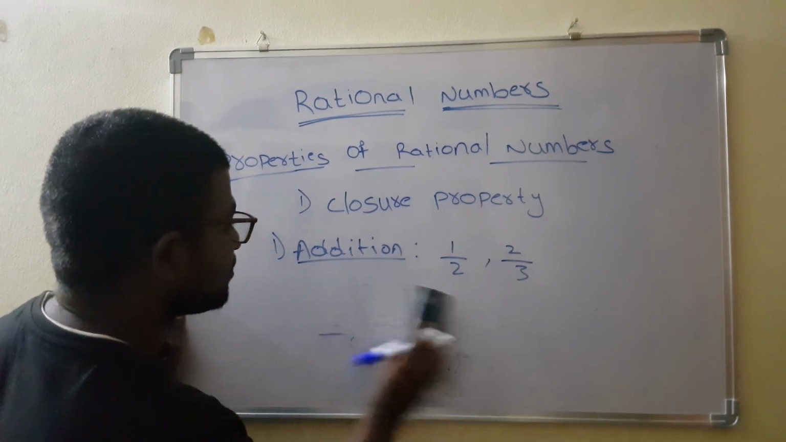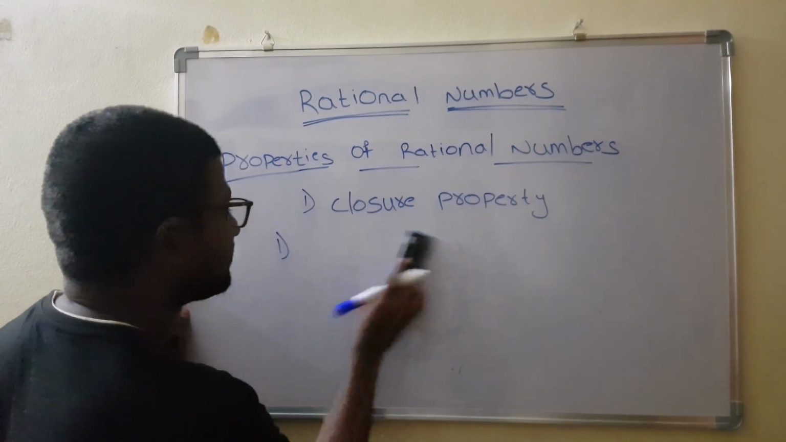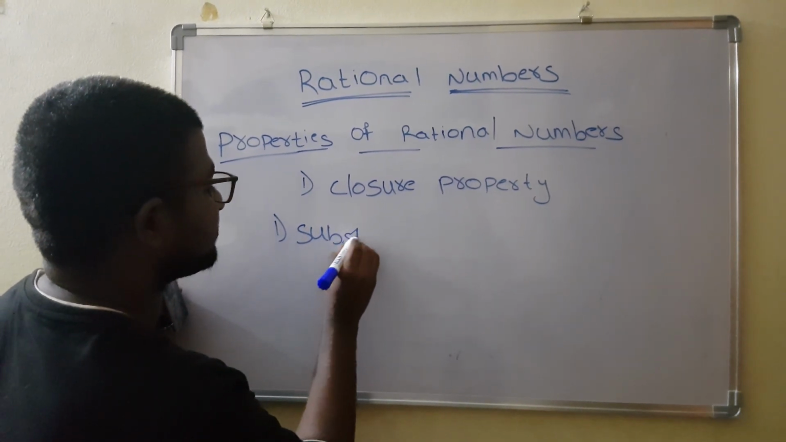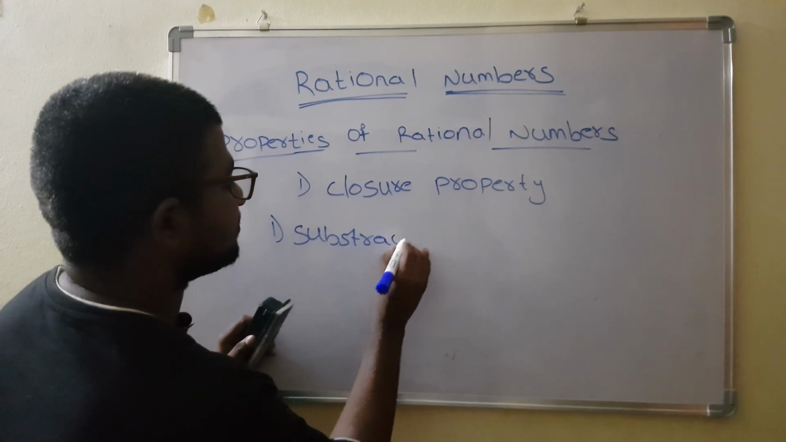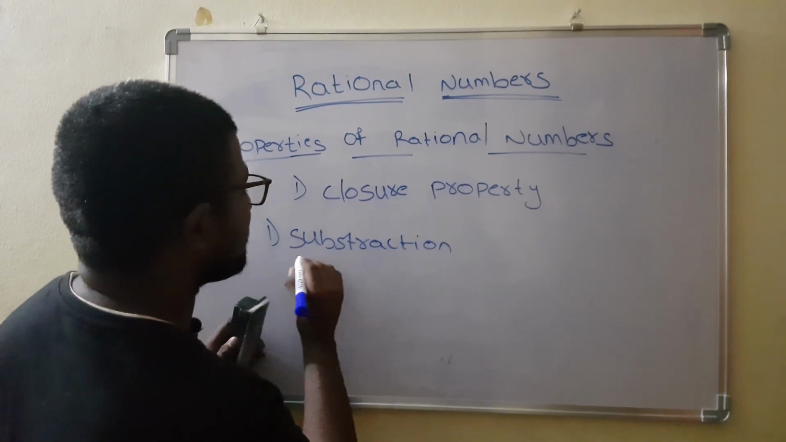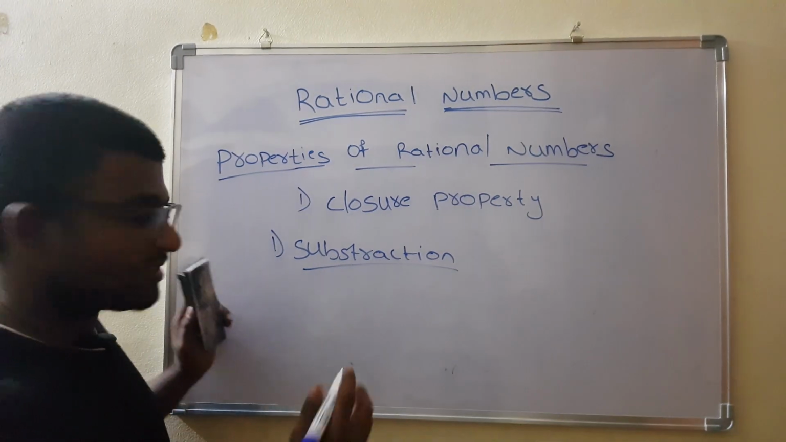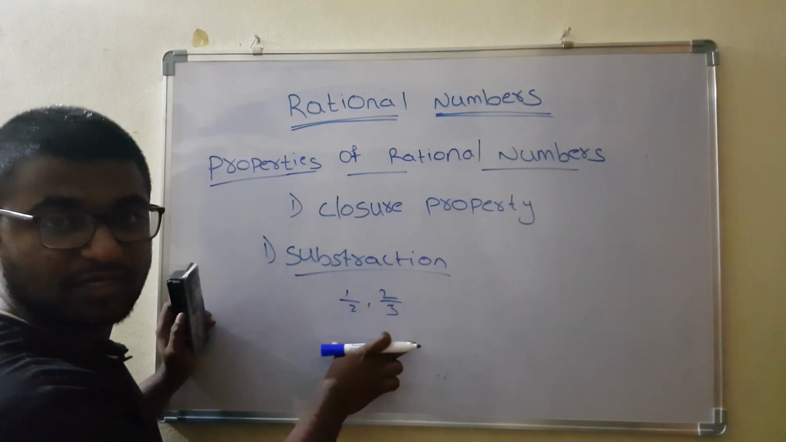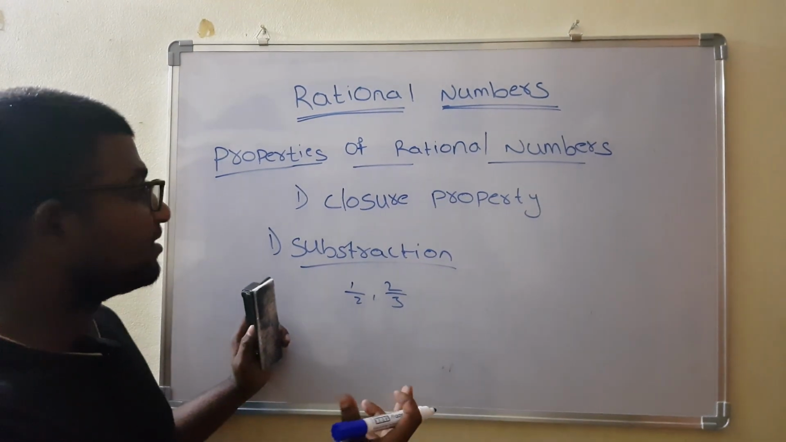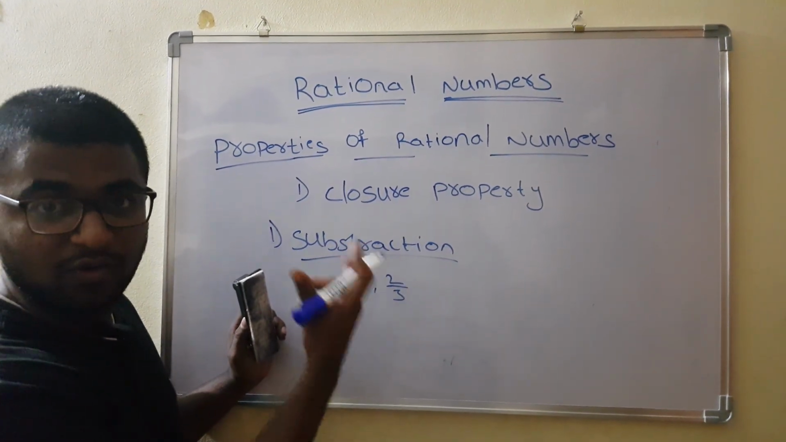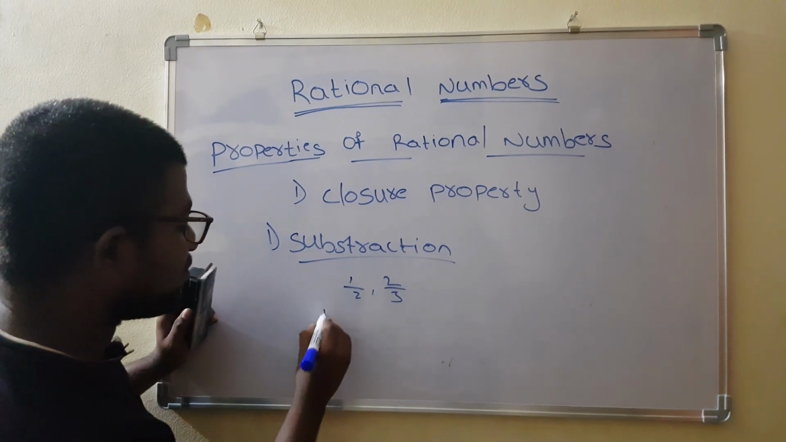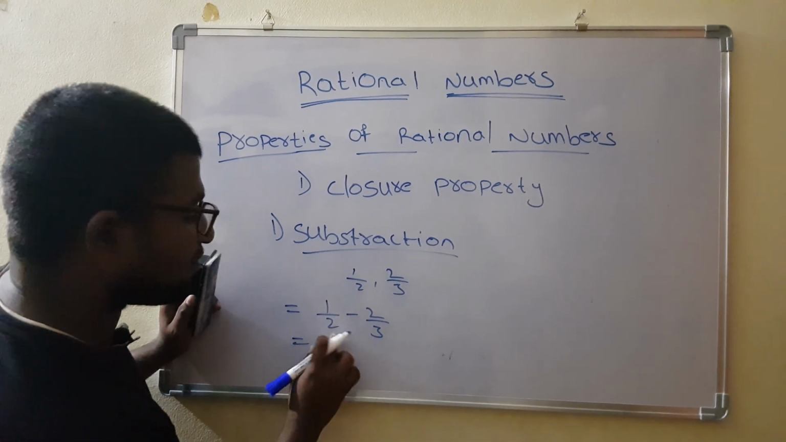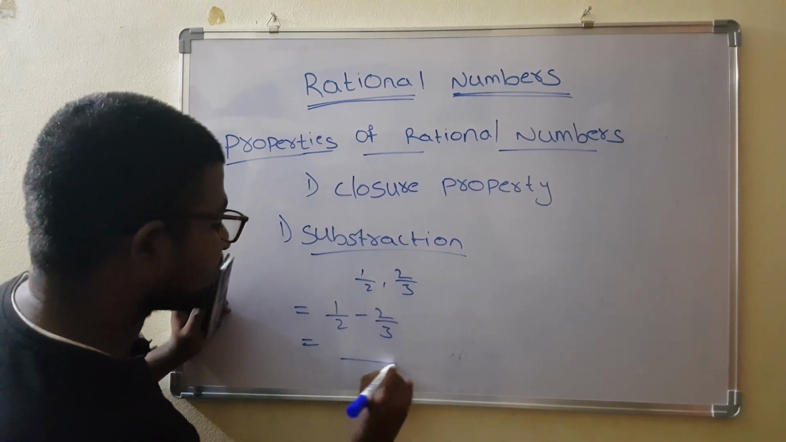Next, closure property in subtraction. Take two rational numbers, 1 by 2 and 2 by 3. By subtracting these two rational numbers, we get another rational number. This means that closure property holds true. That is 1 by 2 minus 2 by 3. What is the LCM of these two numbers? The LCM of these two numbers is 6.